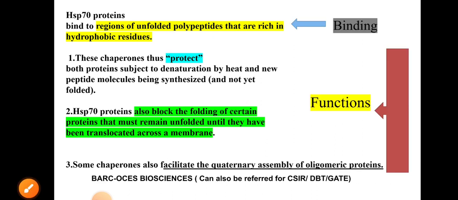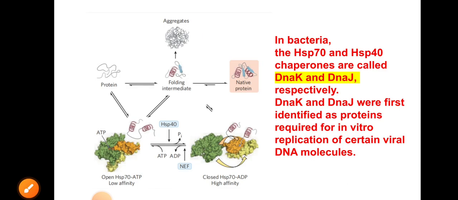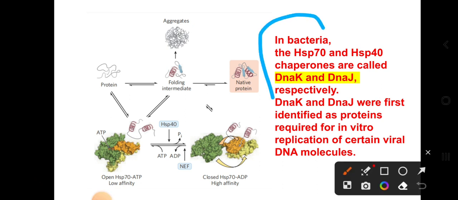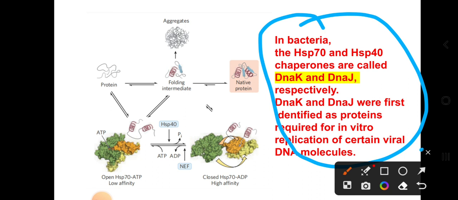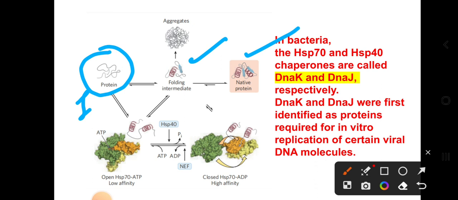So this is the same slide, I have just simplified it. It is for binding, and these are the functions of your chaperones. Now let's talk about the function of HSP70. Whatever is important, I have taken only that for you. First of all, let's refer to this picture. See here, it's a protein in unfolded form. This is its folding intermediate, and here it gets formed completely into a native protein.